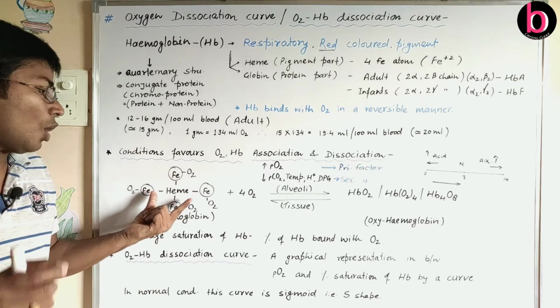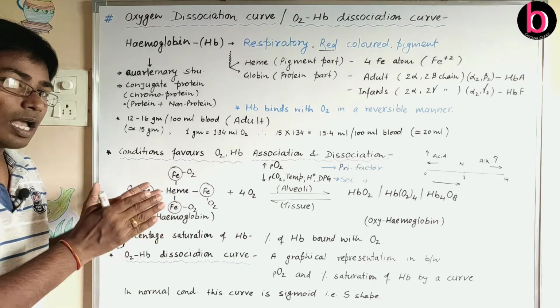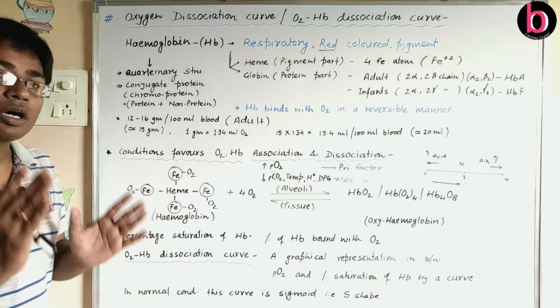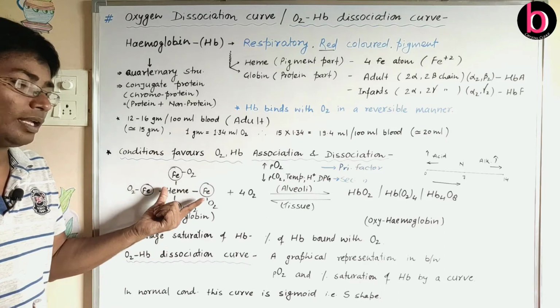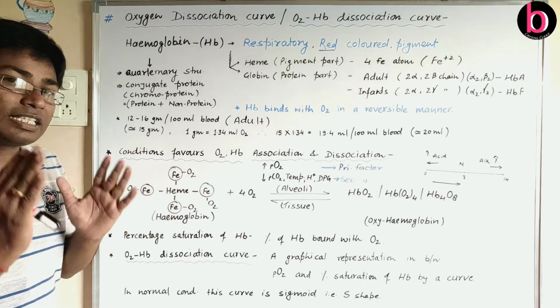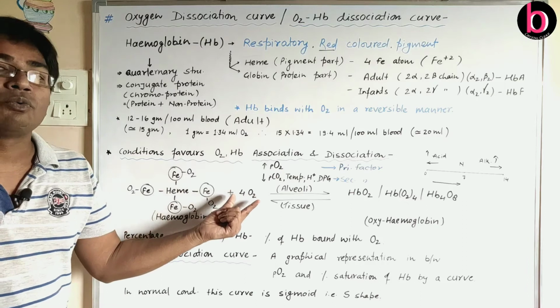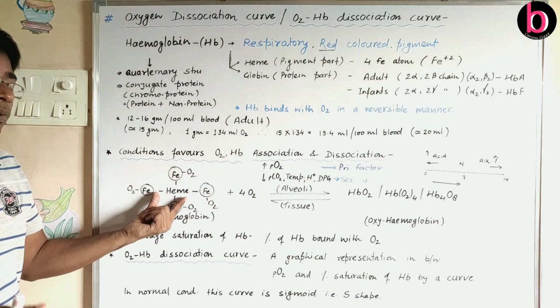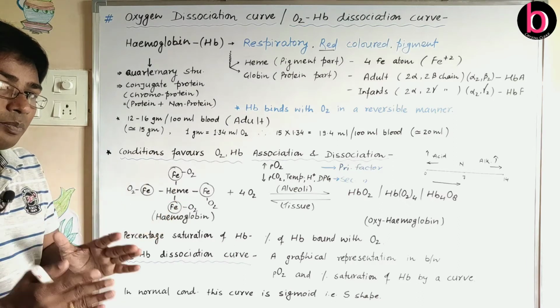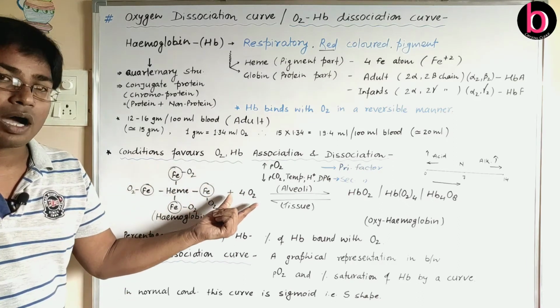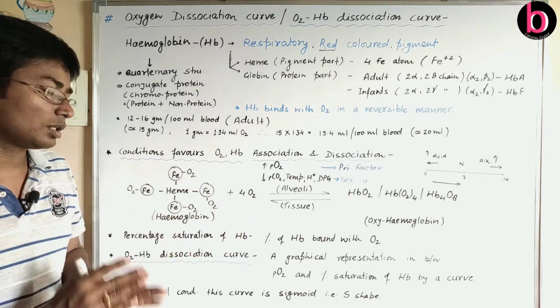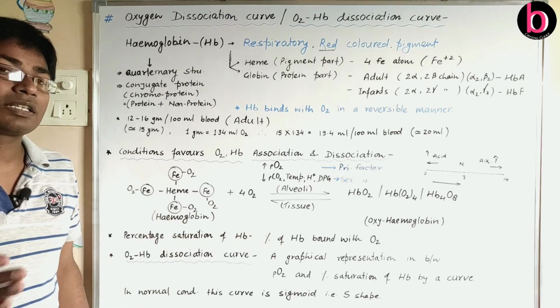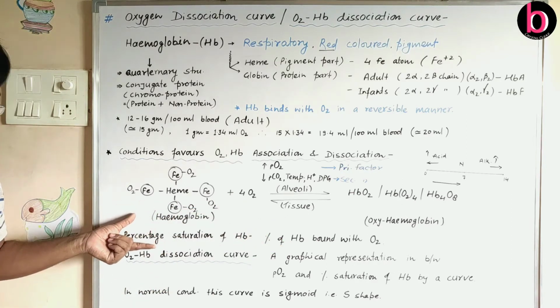So what is the meaning of 100% saturated hemoglobin? It means all its iron elements are bound with oxygen molecules. So each iron is capable of binding with one oxygen molecule. This means when all the 4 iron atoms are bound with 4 oxygen molecules, this is considered as 100% saturated hemoglobin.